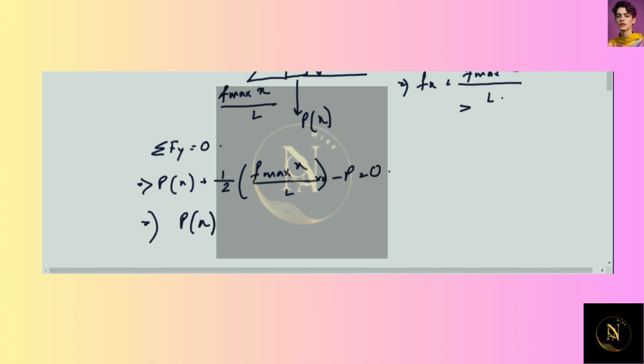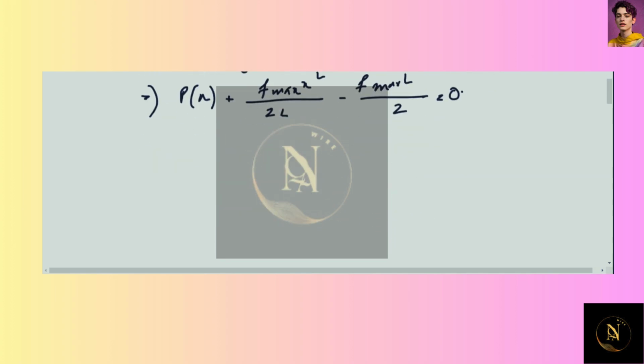So Px plus F max x square upon twice L minus P, which is F max L upon 2, is equal to 0. That is, Px is F max L upon 2 minus F max x square upon twice L is equal to 0.